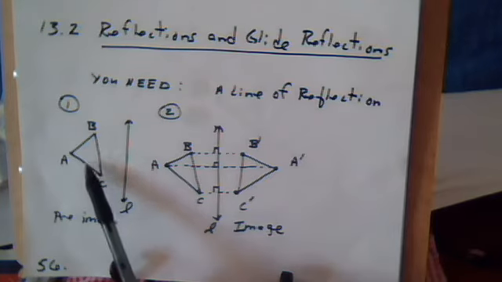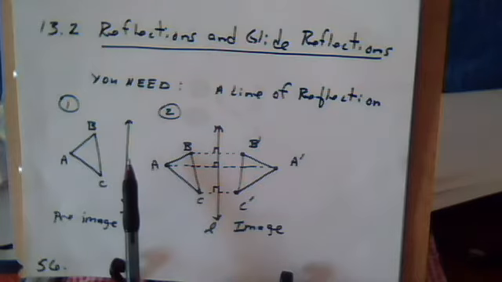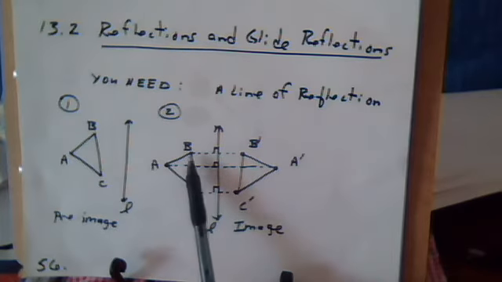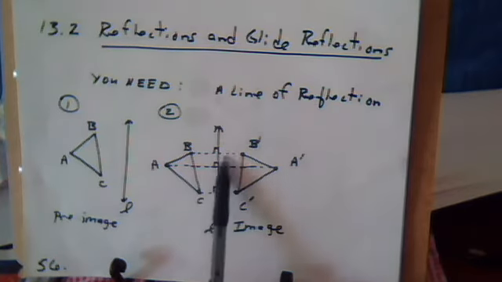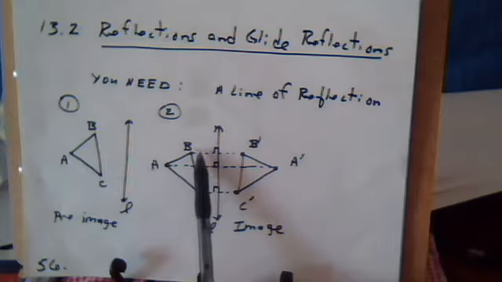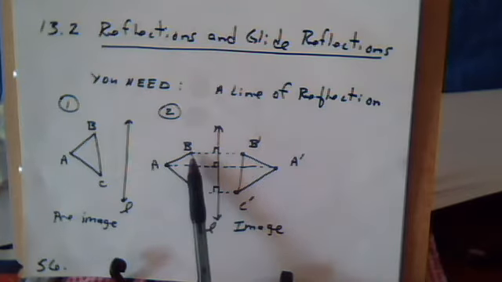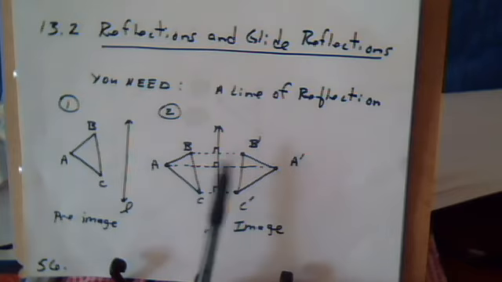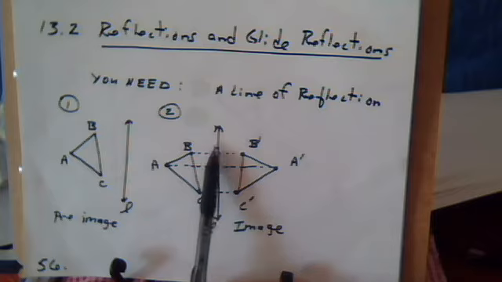So we're going to get a copy on the other side of the line of reflection, the same distance away. You take each of the vertices, one by one, and put them on the other side, the same distance away as they were before you reflected. So here's the pre-image, here's the image. They should be the same distance away from the line of reflection.